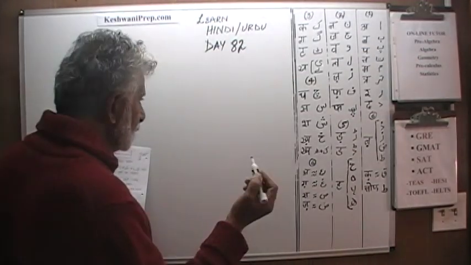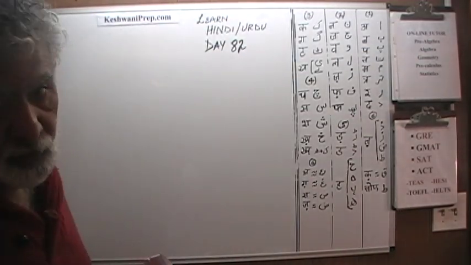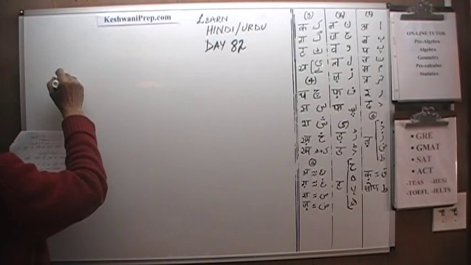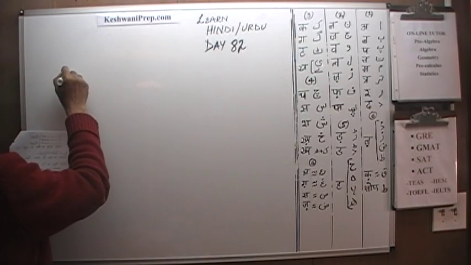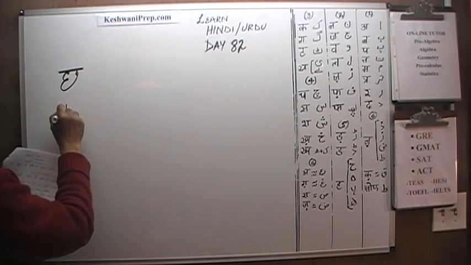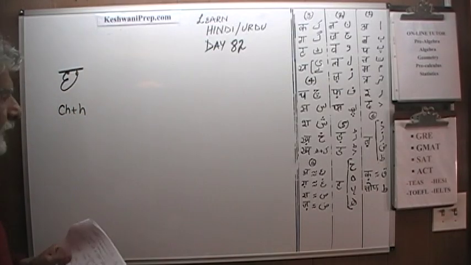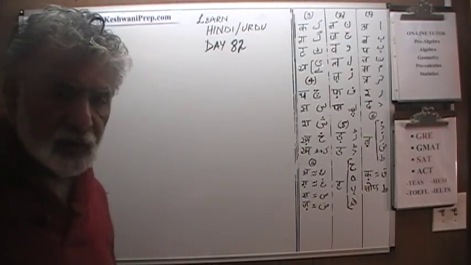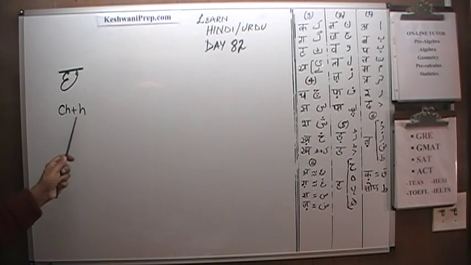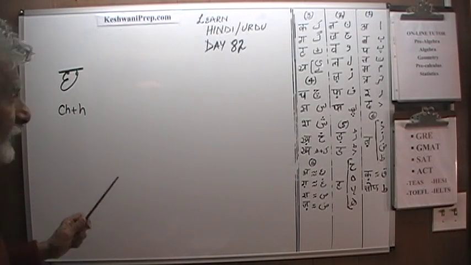We do not have a letter for ch in Urdu. Hindi does, and the letter looks like this. That's a ch plus an h. If you want to produce the sound of ch in English, you will write exactly what we wrote here, c and then h. That's exactly what we're going to do in Urdu.